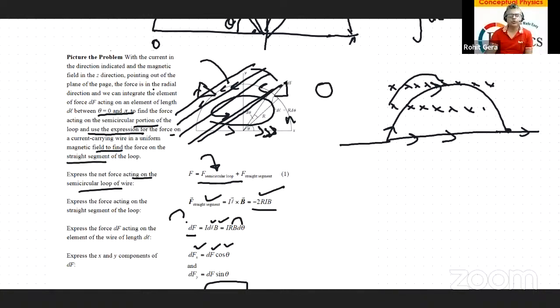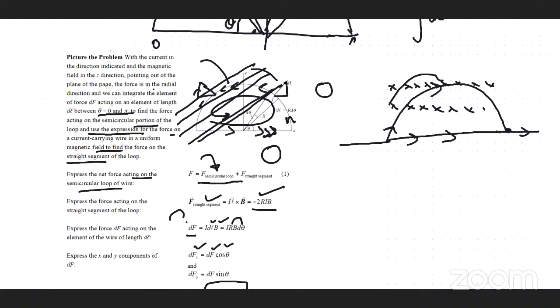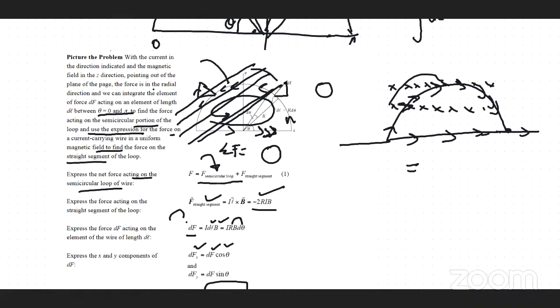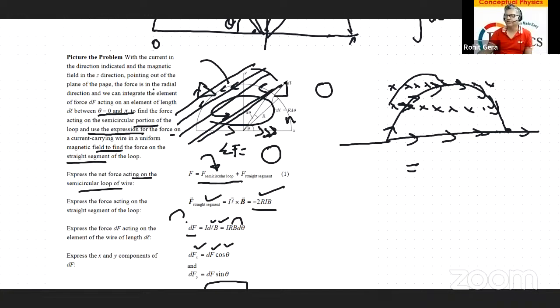If it's a closed loop, the net force on the loop is 0. However, if it is a loop like this, which is not closed, the total forces will get added. Okay. डबल हो जाएगी, मतलब 4IBR बन जाएगी फोर्स. ठीक है.